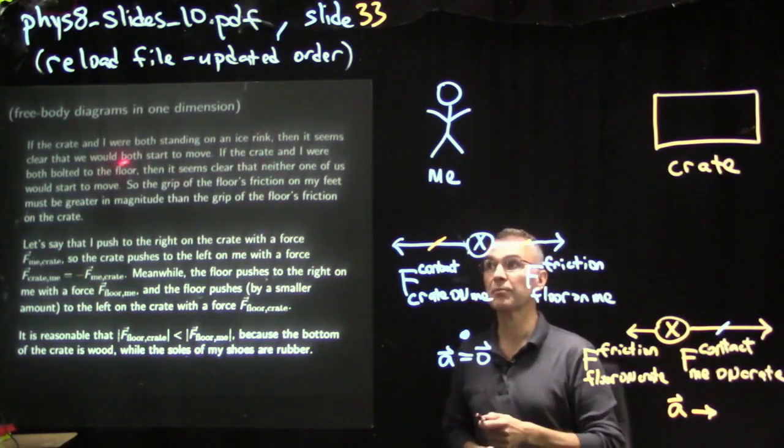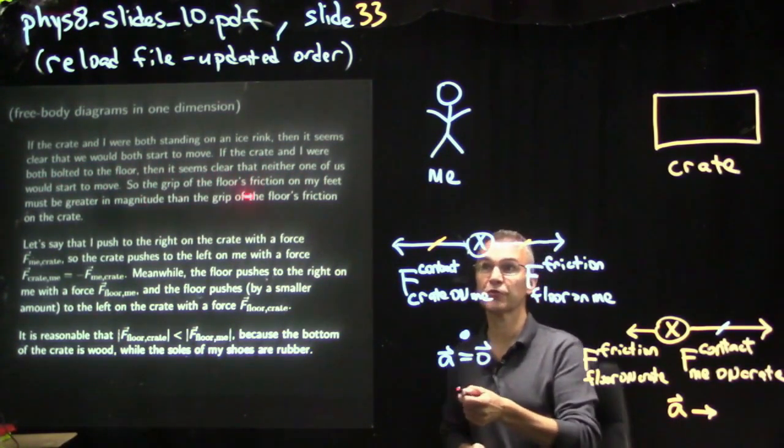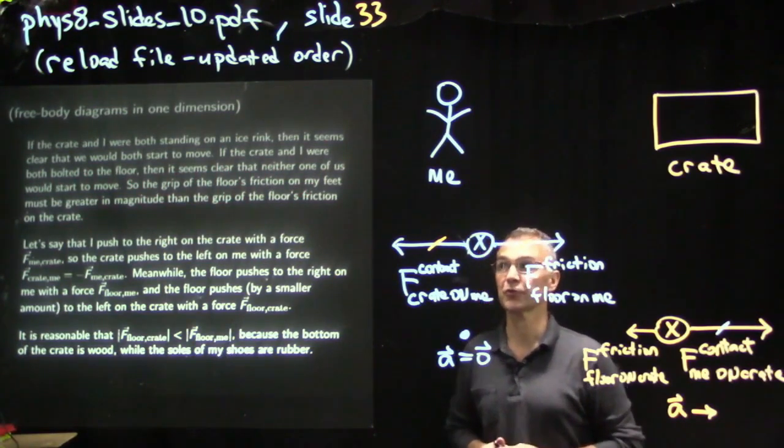If the crate and I were both bolted to the floor, then it seems clear that neither I nor the crate would start to move. So the grip of the floor's friction on my feet must be greater in magnitude than the grip of the floor's friction on the crate.